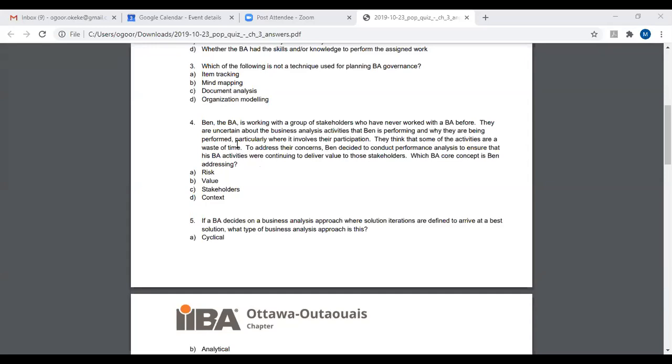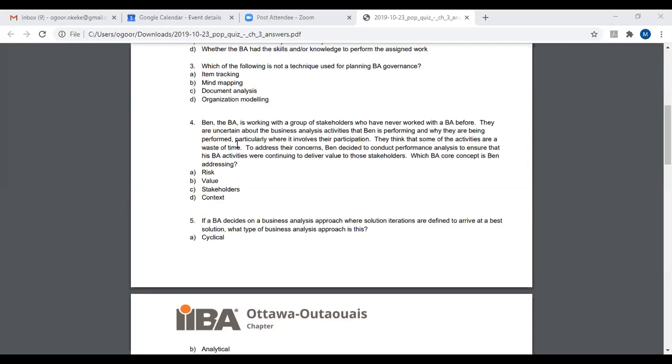Yeah, I think value. And the reason why value and why not stakeholders? Because the stakeholders are not happy. Yeah, but he's trying to address the stakeholders' concerns. They think that some of the activities are a waste of time. To address their concern, Ben decided to conduct performance analysis to ensure that his activities were continuing to deliver value. So they are looking out for value. They are not getting value. That's why they are disgruntled, those stakeholders. So that's really good, they're really attentive.